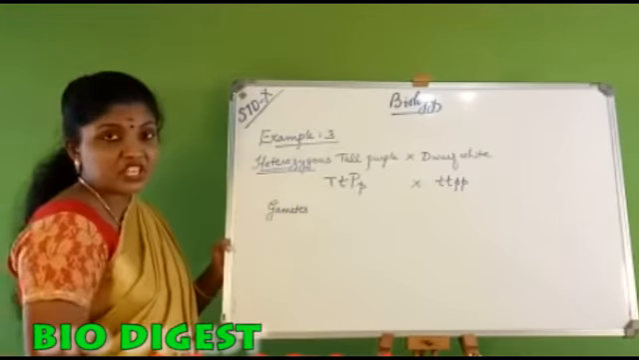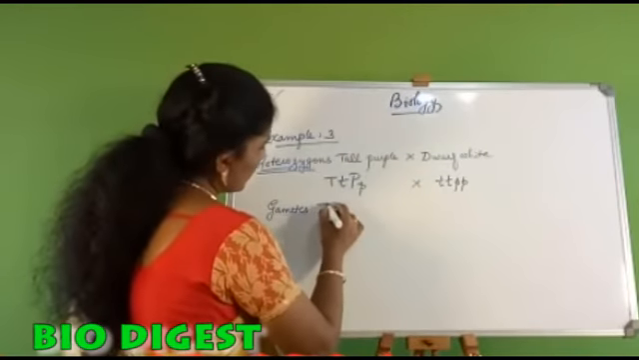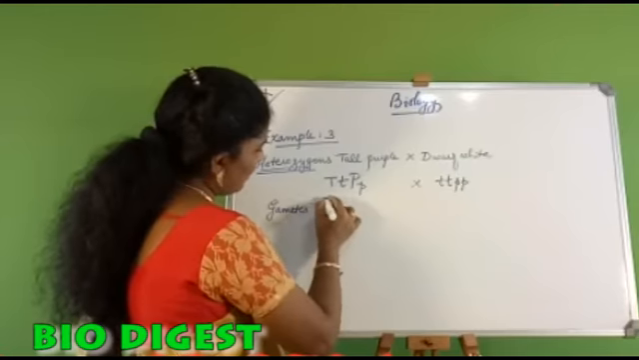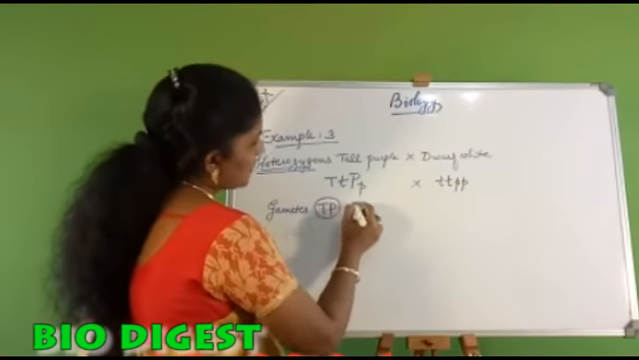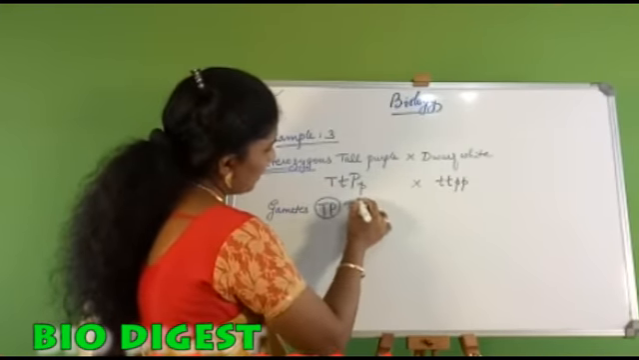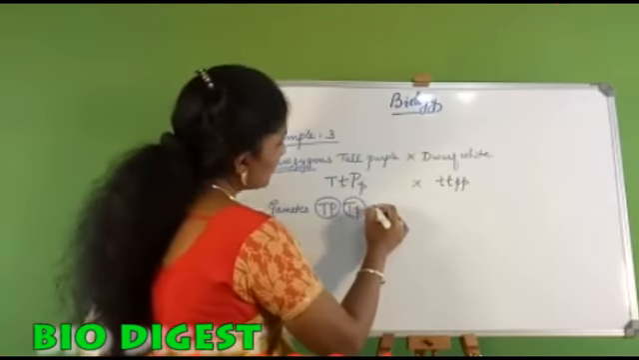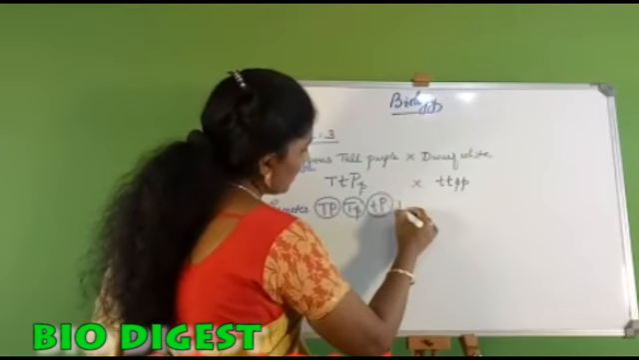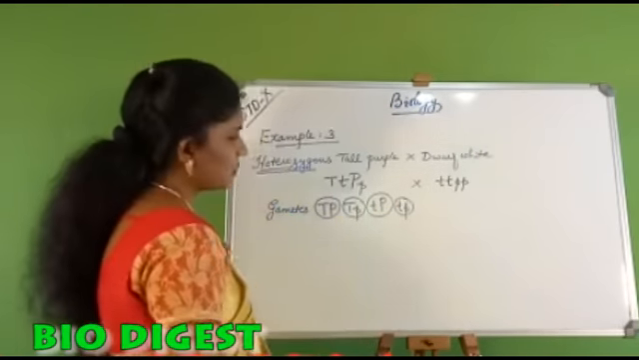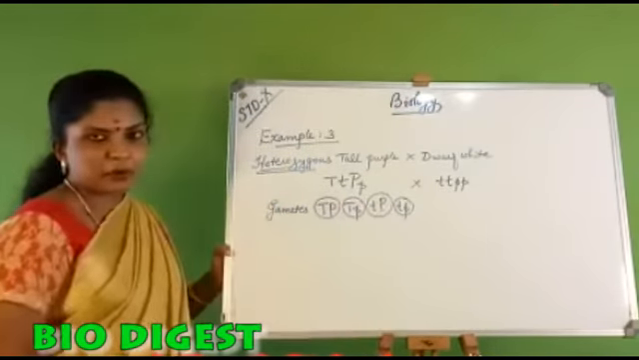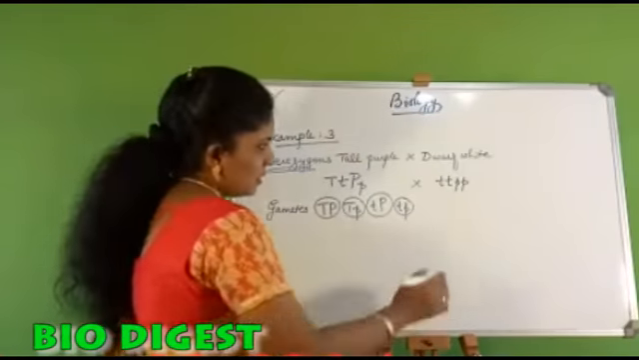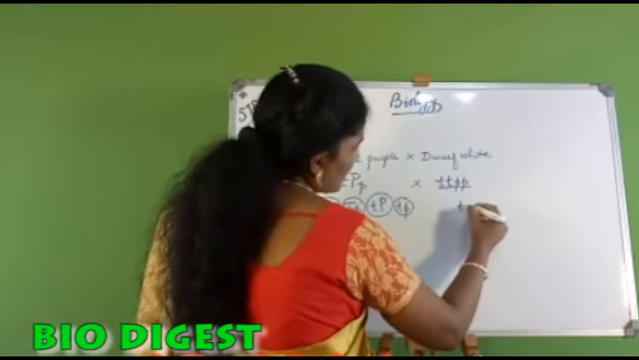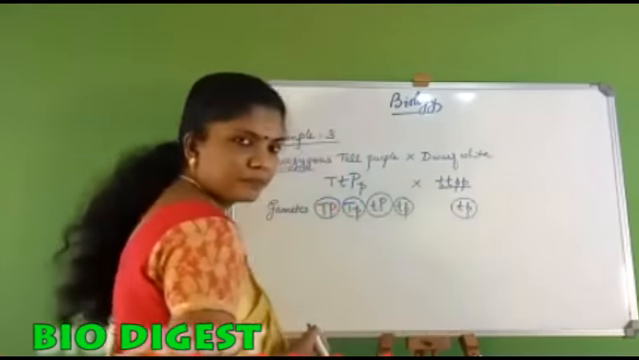Here 4 different genes are there. So first we will write capital T combination. Capital T will combine with capital P. Capital T will combine with small p. Small t will combine with capital P. Small t will combine with small p. So 4 gametes are produced in the first plant. Here both are same, so only 1 T. Here both are same P, so only 1 P.